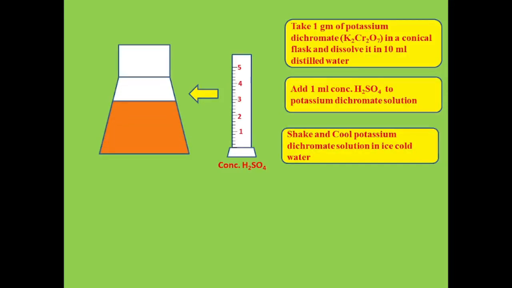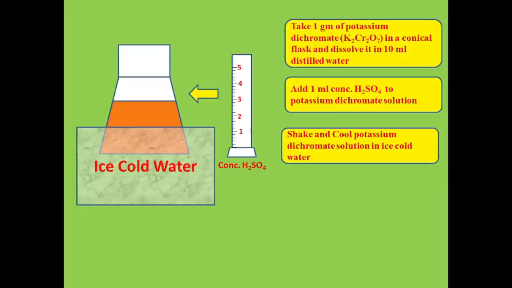Shake and cool the potassium dichromate solution in ice cold water. The reaction is exothermic, so it is kept in ice cold water and shaken vigorously.